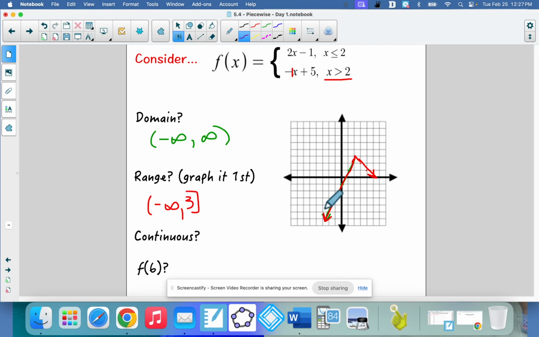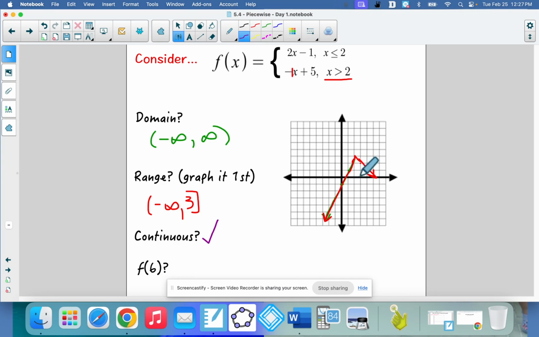Now, this one asks if it's continuous. The answer is yes. It's very rare when it's continuous, but basically if you can trace over the whole graph without picking up your pencil, that is continuous. There's no holes in it, there's no discontinuities, there's no place where it jumps from this one to this one. It's all one function connected, so it's continuous. We'd say yes.